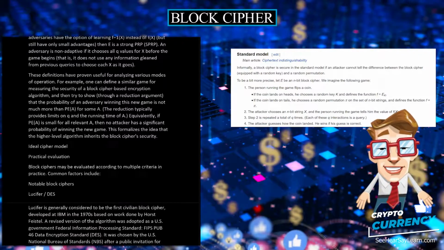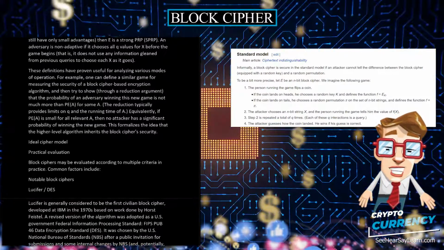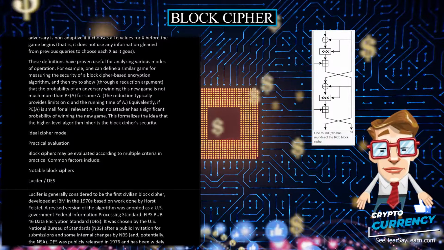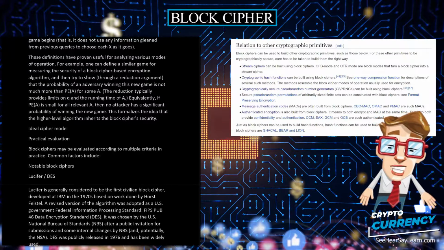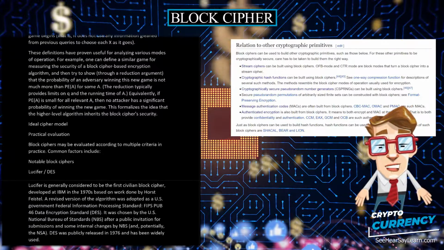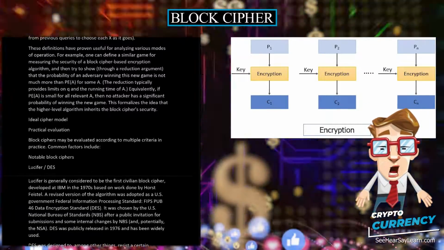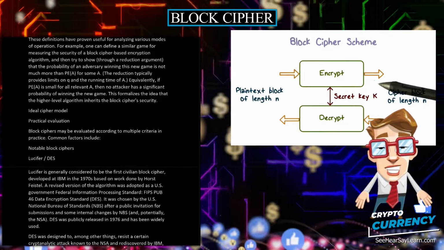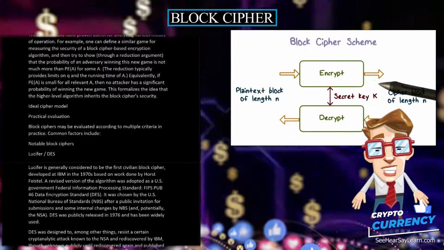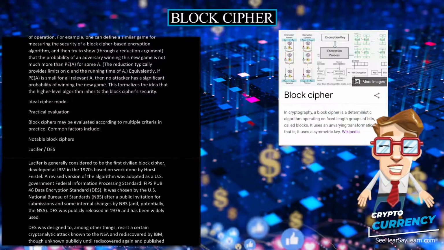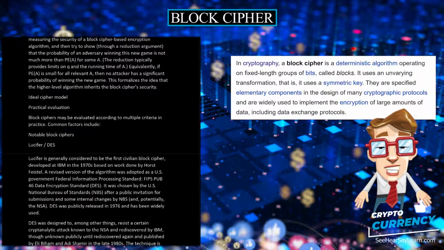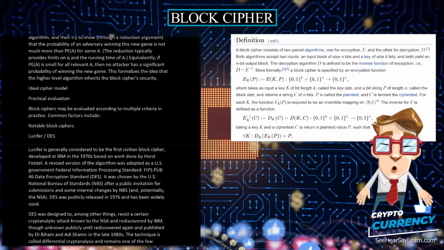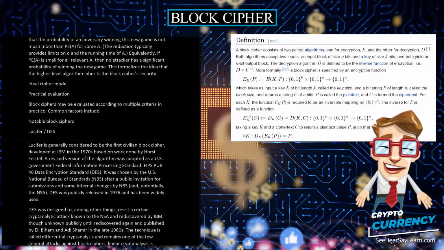Lucifer, DES. Lucifer is generally considered to be the first civilian block cipher, developed at IBM in the 1970s based on work done by Horst Feistel. A revised version of the algorithm was adopted as a U.S. government Federal Information Processing Standard, FIPS Pub 46 Data Encryption Standard, DES. It was chosen by the U.S. National Bureau of Standards, NBS, after a public invitation for submissions and some internal changes by NBS, and, potentially, the NSA. DES was publicly released in 1976 and has been widely used.